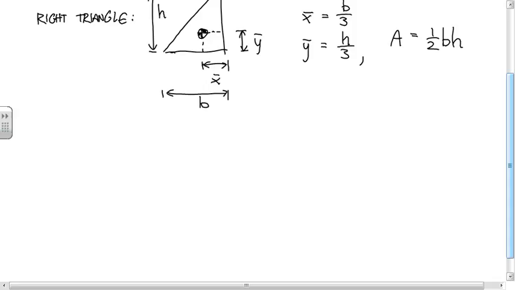And then I guess I'll just leave it there for now, but I'll put a sheet up on D2L that has a few other formulas for some other shapes, so the same one that I gave you in statics.